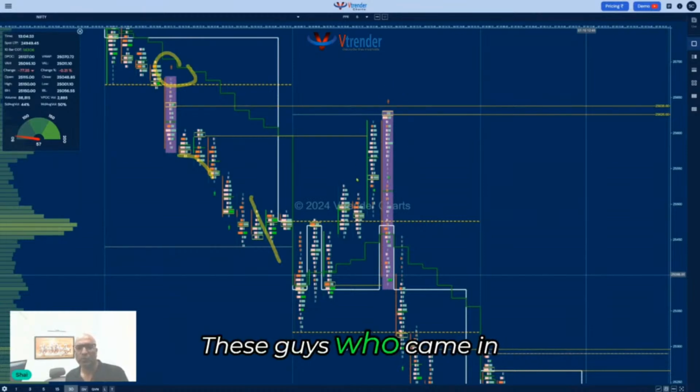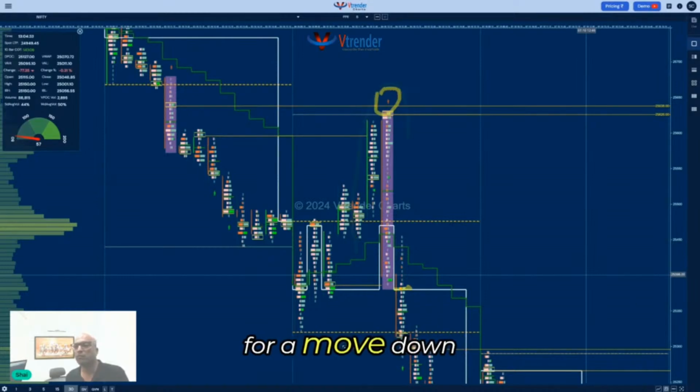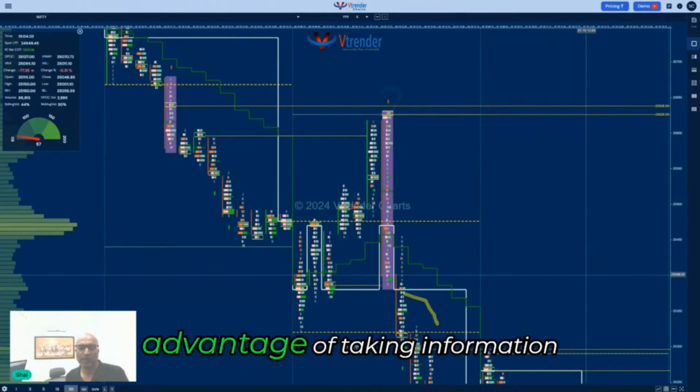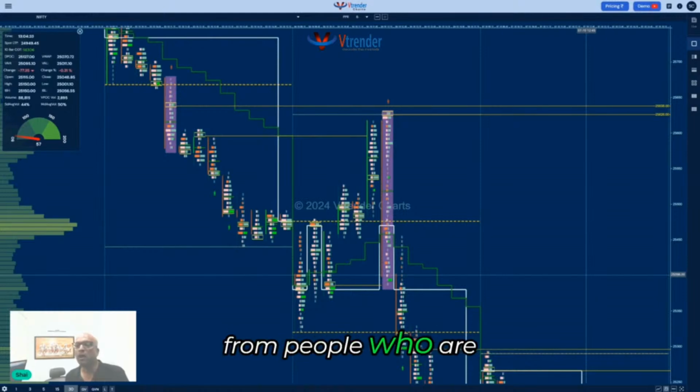These guys who came in will start selling below the low of the candle with a stop loss at the high of the candle, and they will trade for a move down. This is a simple setup. It gives you the advantage of taking information from people who are putting a lot of market orders and are in a hurry to run in the market and execute in the market, right?